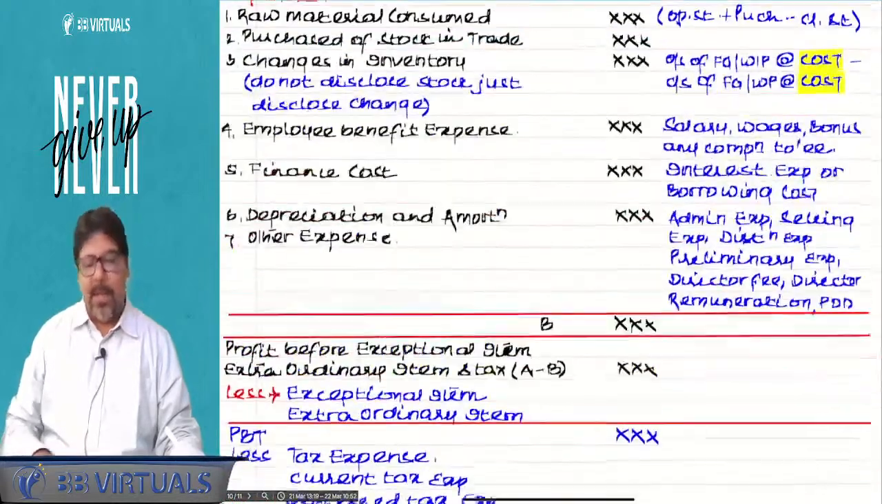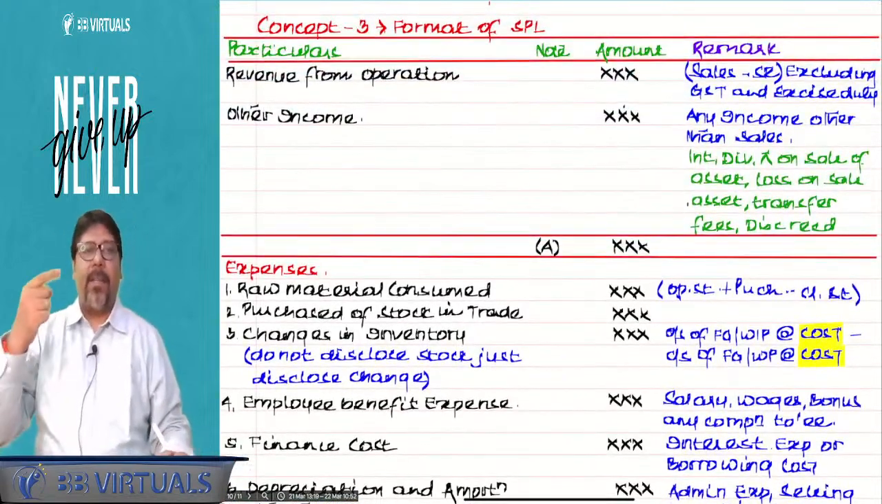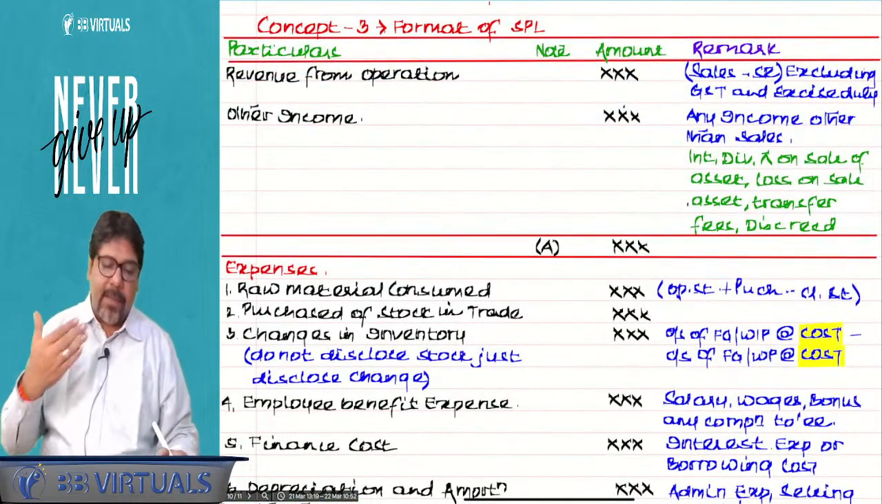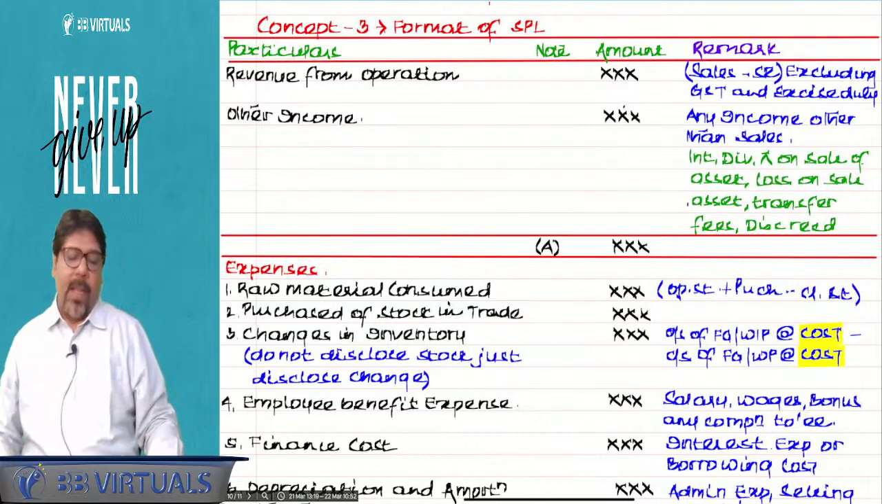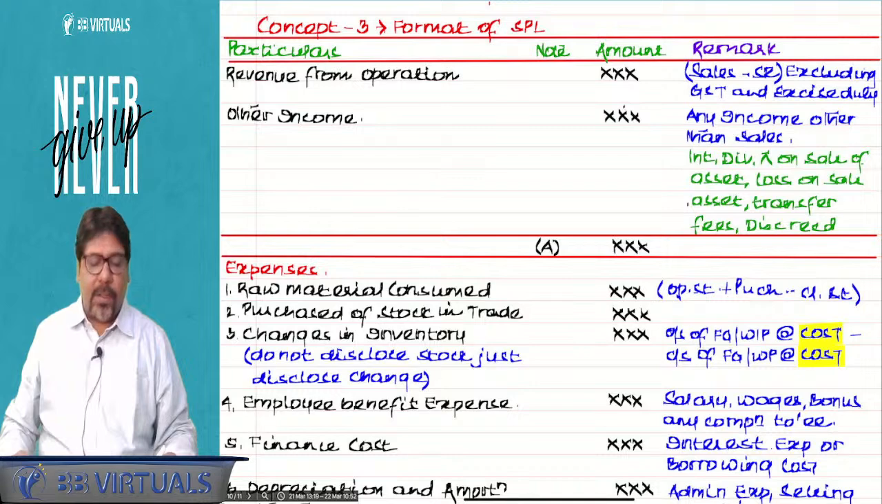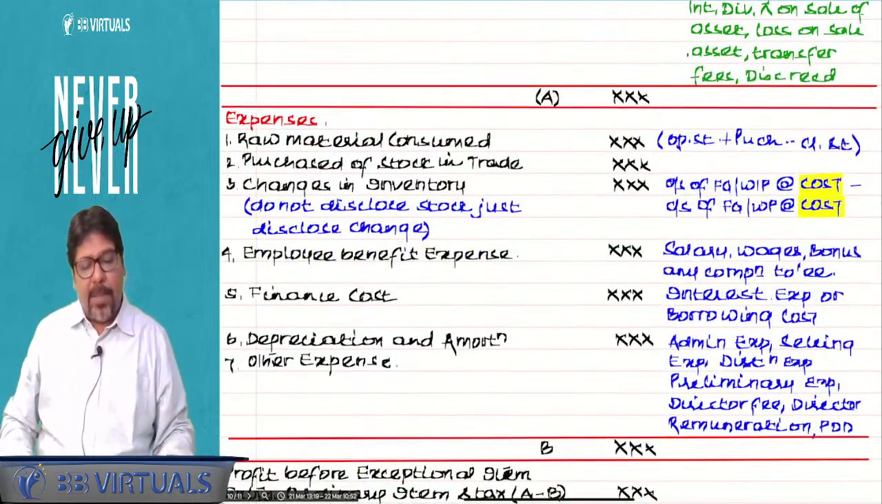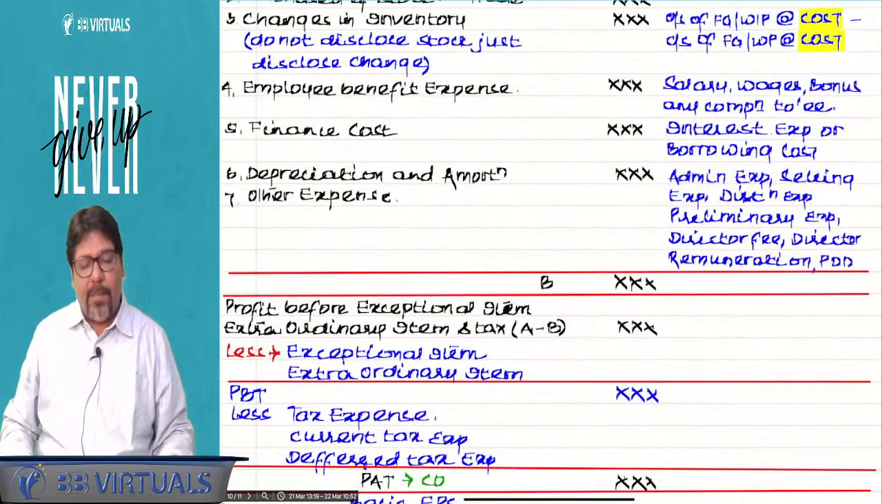In the format of P&L, we studied income. There are two types of income: revenue from operations and other income. Second, we studied raw material consumed, purchase of stock in trade. Do not disclose stock, just disclose the change. Then finance costs, depreciation and amortization, other expenses, profit before exceptional item and extraordinary item.